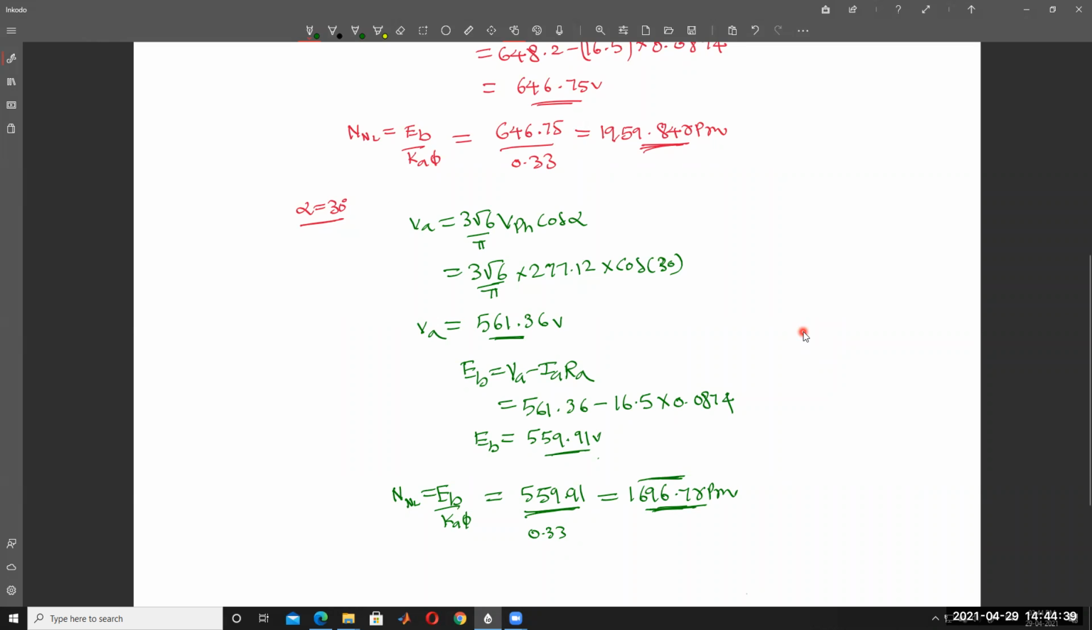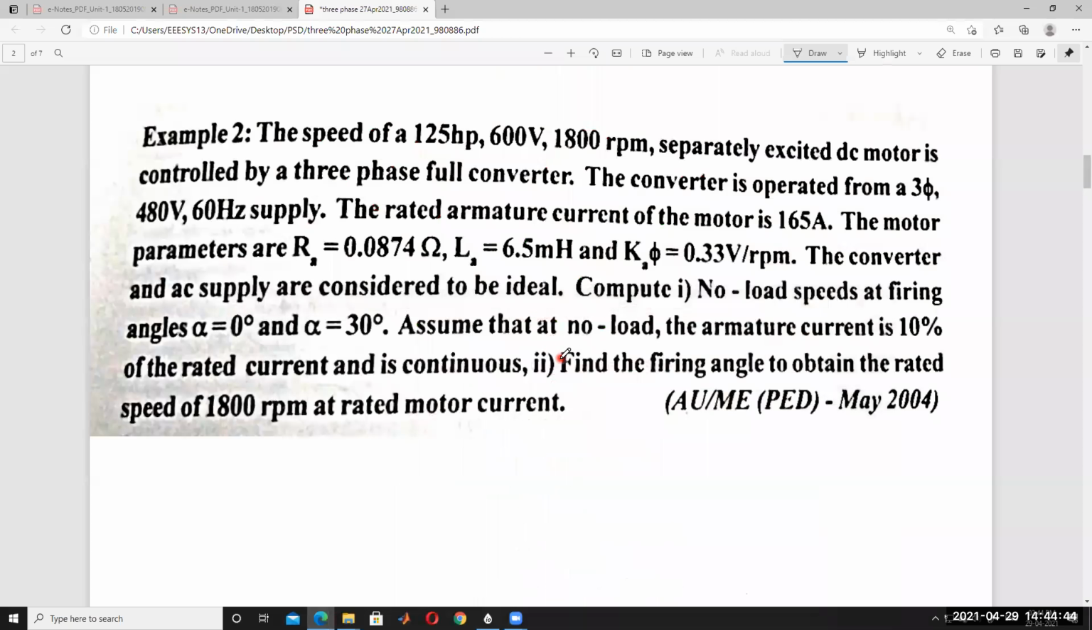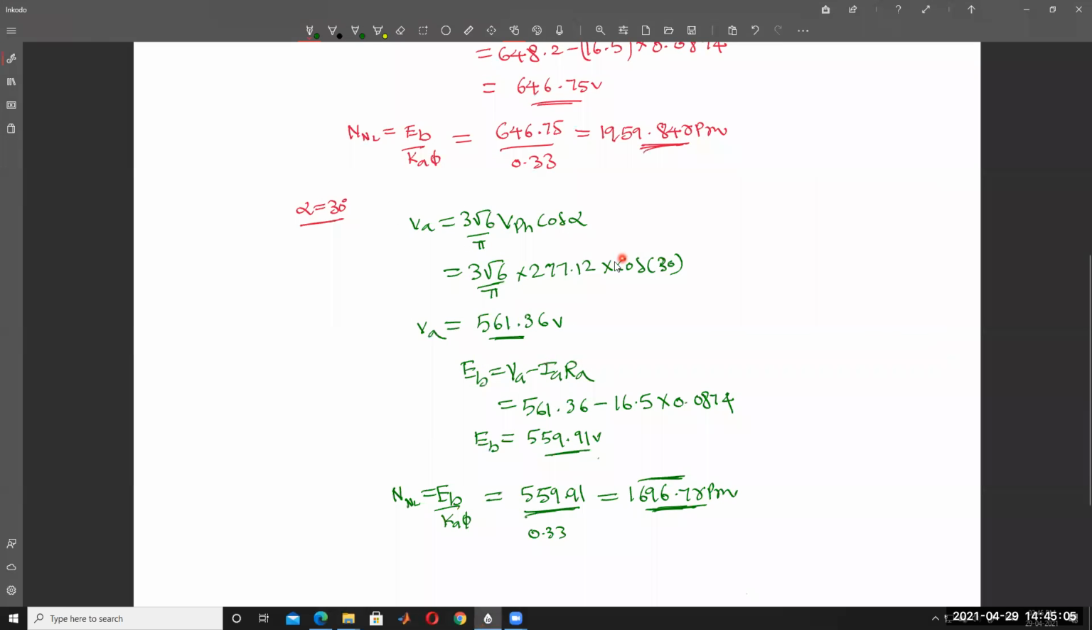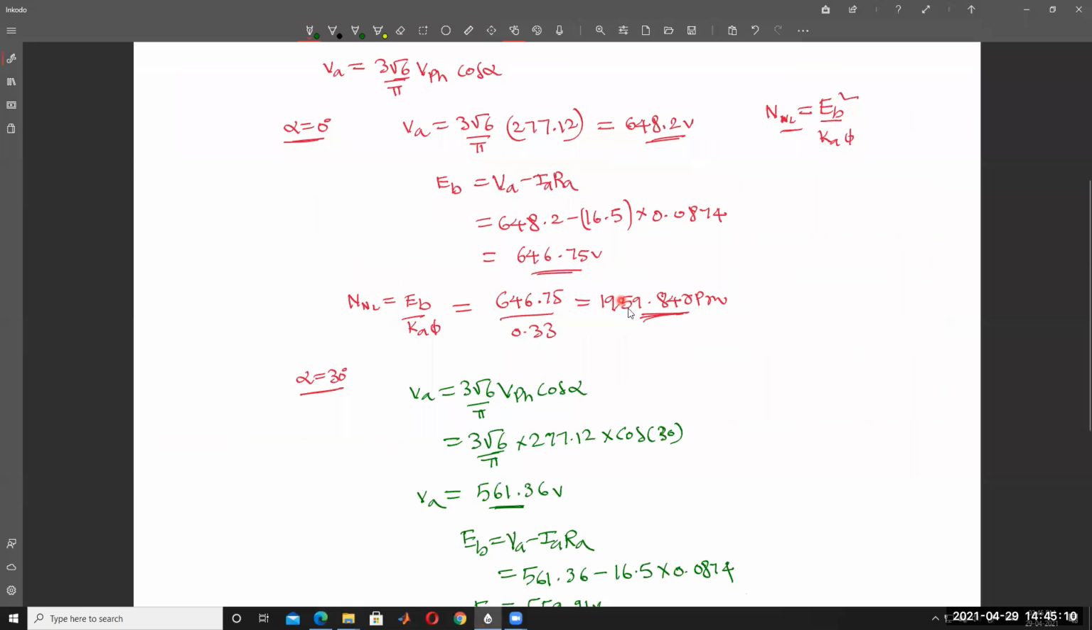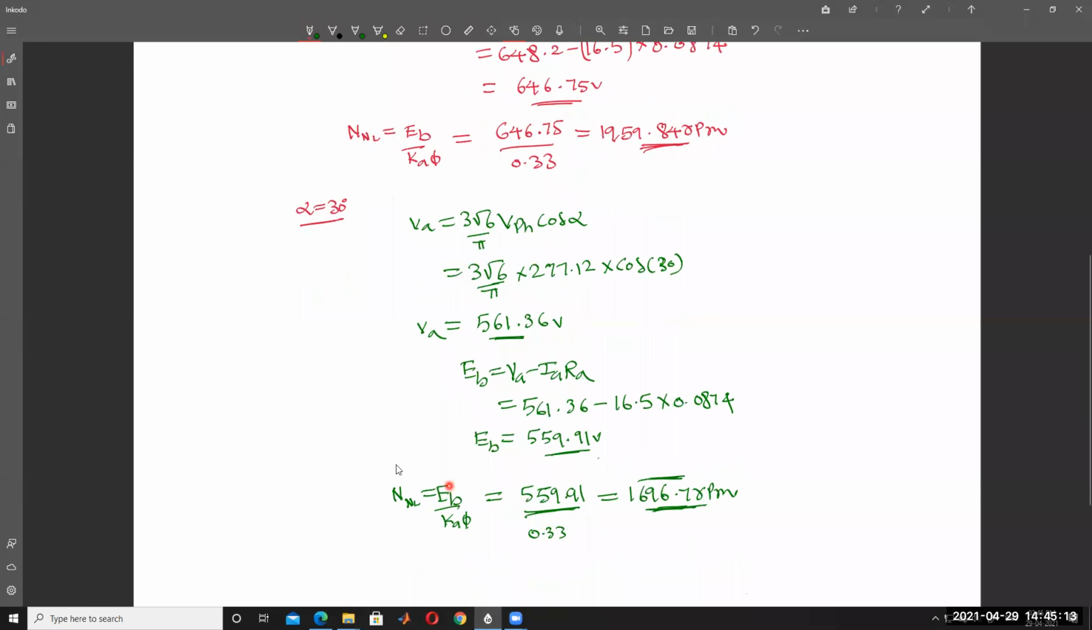So for the first question: at 10% of the rated armature current, find the no load speed for firing angle alpha equal to 0 and alpha equal to 30, assuming the armature current is 10% of the rated current and continuous. This problem is over. The speed of the motor for alpha equal to 0 degrees is 1959.84 RPM, and for alpha equal to 30 degrees, 1696.7 RPM.